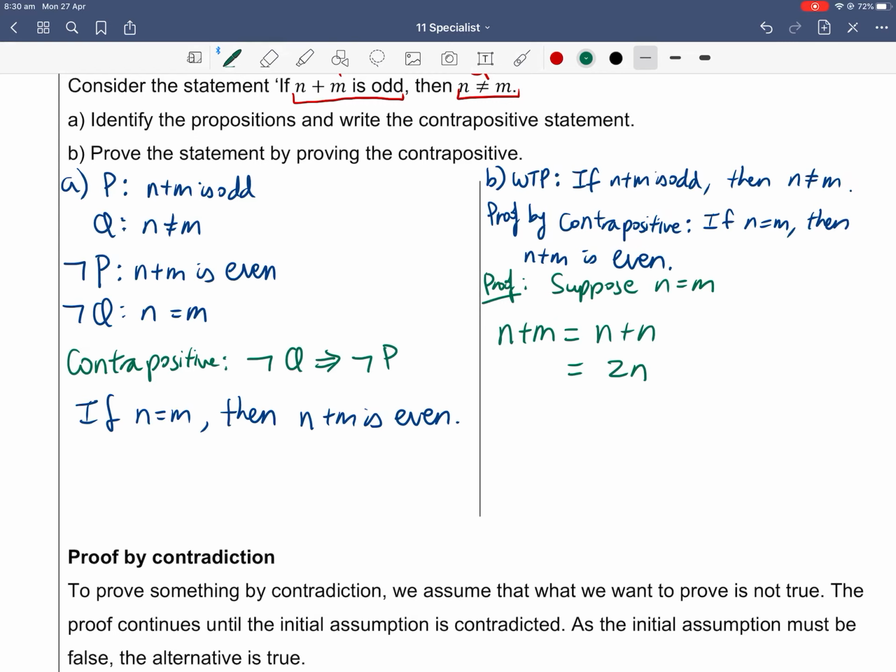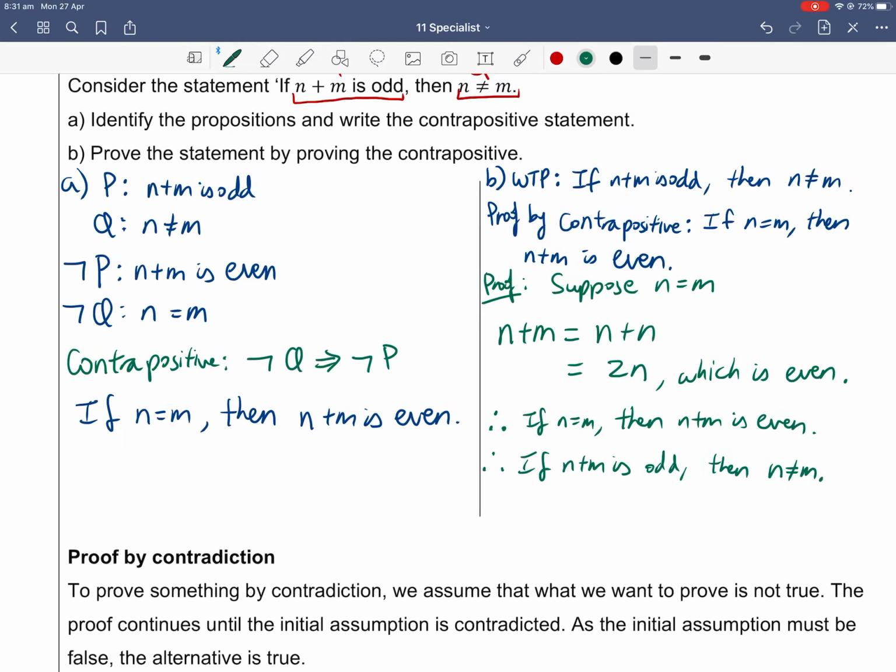Or n plus n is 2n. If you're doubling something, it's always even, because 2 is a factor of that number. So it equals 2n, which is even because 2 is a factor, because you're doubling a number. Therefore, we've shown that if n equals m, then n plus m is even. So we've shown the contrapositive to be true. Therefore, the original statement is true: if n plus m is odd, then n does not equal m.